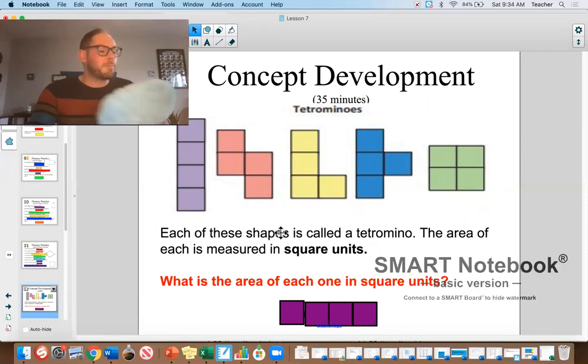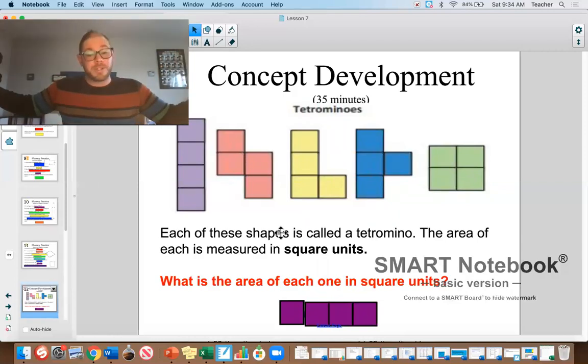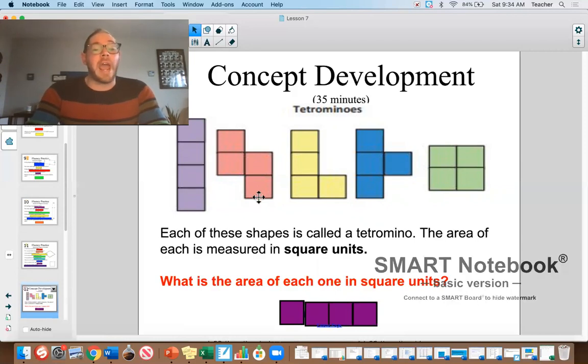I'm going to put Brain down for a second because I'm going to be really busy moving things around on the screen for you. Remember, our learning objective today was to be able to compose and decompose quadrilaterals using tetrominoes. Each of these shapes here is called a tetromino. You may have seen them if you play the game Tetris.